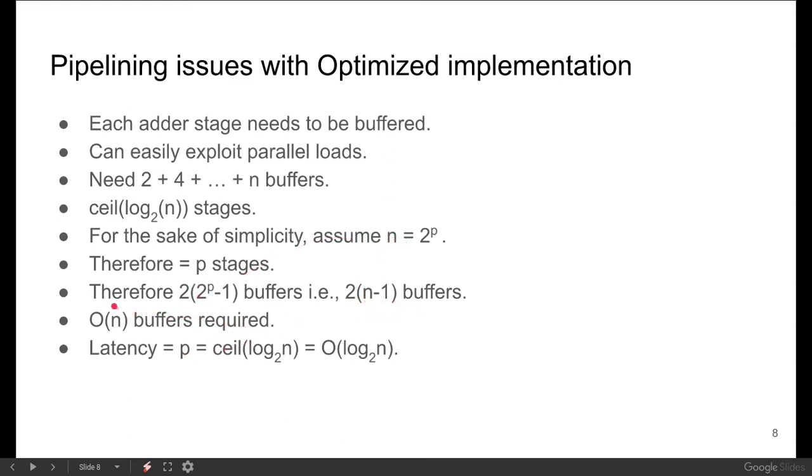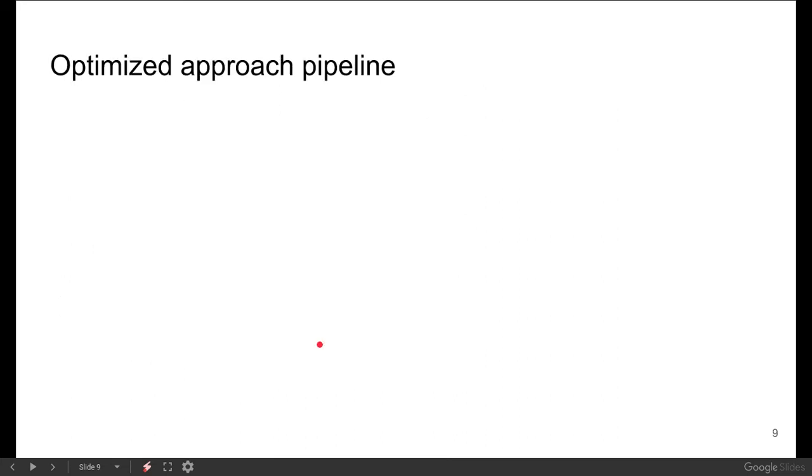That means we will only need order of n buffers. Recall that the naive implementation calls for order of n square buffers. Also note that the latency for this type of structure is again order of log base 2 n. Why? Because the stages are only p, where p is nothing but log base 2 n.